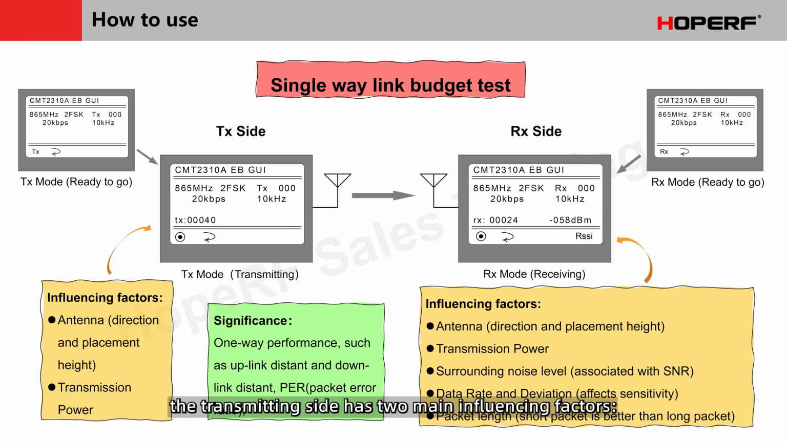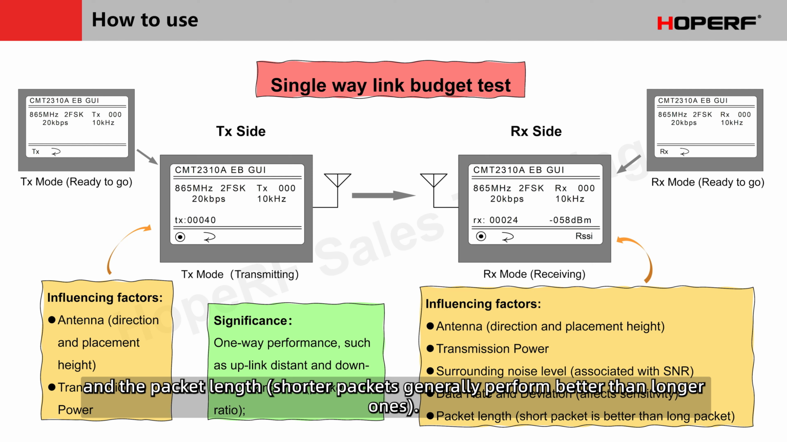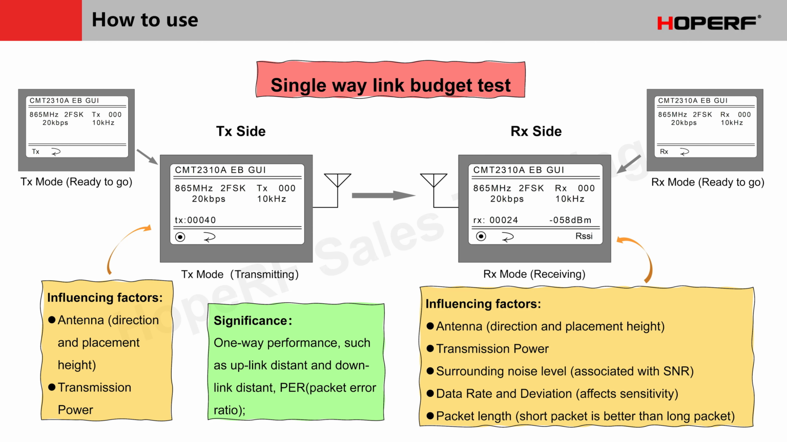In this test, the transmitting side has two main influencing factors: the antenna and the output power setting. The receiving side is influenced by its antenna, the transmitter's output power, but also the ambient noise level at the test site, the selected data rate deviation combination, which affects sensitivity, and the packet length. Shorter packets generally perform better than longer ones.